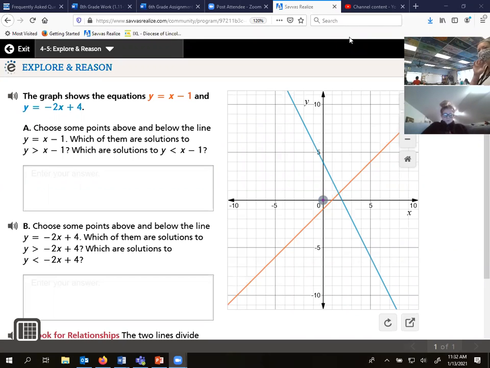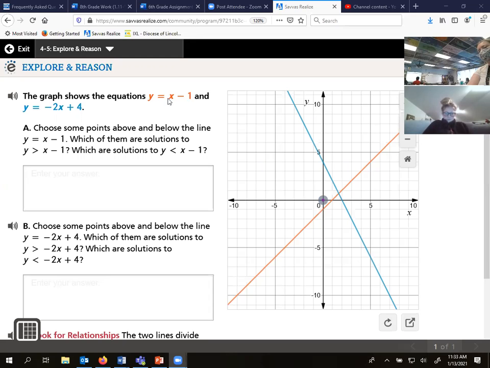So kind of as an introduction here, we've got a coordinate plane with the graph of two equations on it. The orangish red is y equals x minus 1. And the blue line is y equals negative 2x plus 4. So remember, if they didn't have these graphs for us, this negative 1 is our y-intercept. So we know it crosses the y-axis right here at negative 1.